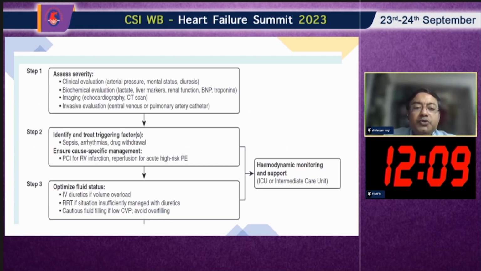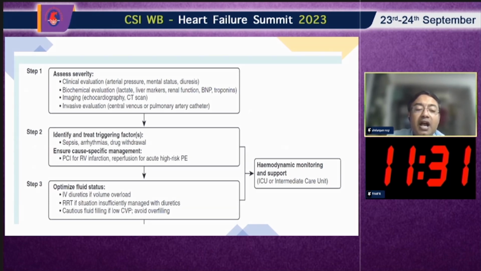Step 2 will be to identify and treat the triggering factors that can lead to these congestive symptoms or worsening of the symptoms, like sepsis, new onset arrhythmias, or certain drug withdrawal, where withdrawal of a drug the patient was taking has led to worsening of symptoms. We have to ensure cause-specific management promptly, particularly in acute cases like right ventricular infarction, where early PCI and opening up of the culprit artery may salvage the damage, and also reperfusion for acute high-risk pulmonary embolism.